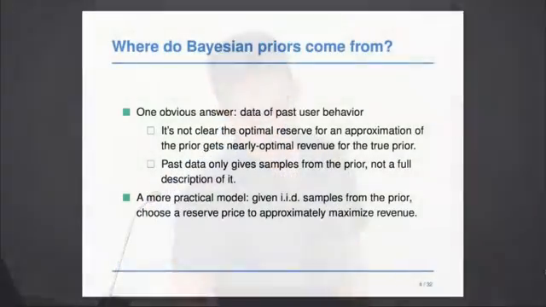So it seems that a more practical model would be: we're given some i.i.d. samples from the prior, and now I want to choose a reserve price based on these samples. And again, we want to approximately maximize the revenue, okay? So this is the model that we are going to focus on in this talk.